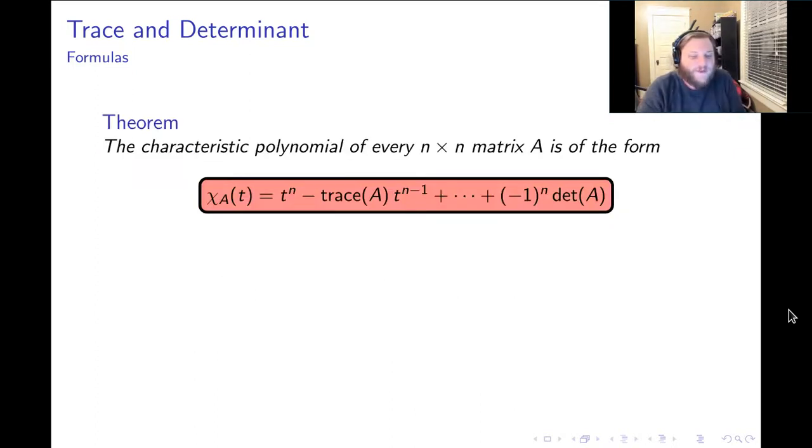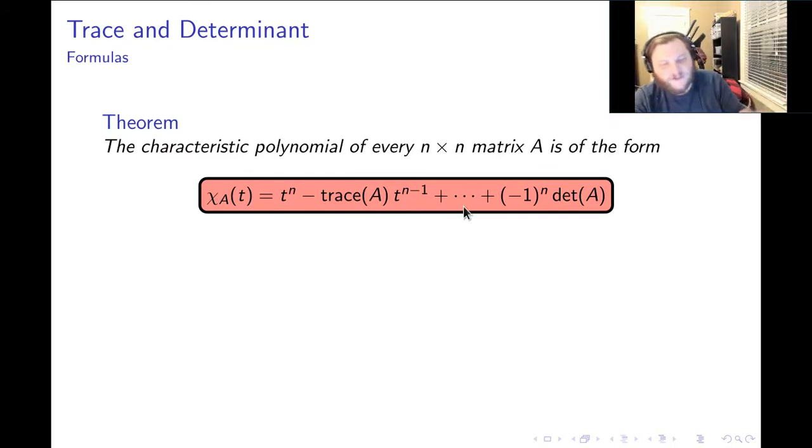Let's state this as a theorem first before we apply it. It turns out that this is always true for an n by n matrix, and what I mean by that is this generalizes. So it turns out that the characteristic polynomial of every n by n matrix A always looks like this. We have t to the n, that's the monic part of the characteristic polynomial, so the leading coefficient is 1. Then the next term is always minus the trace of the matrix times t to the n minus 1.